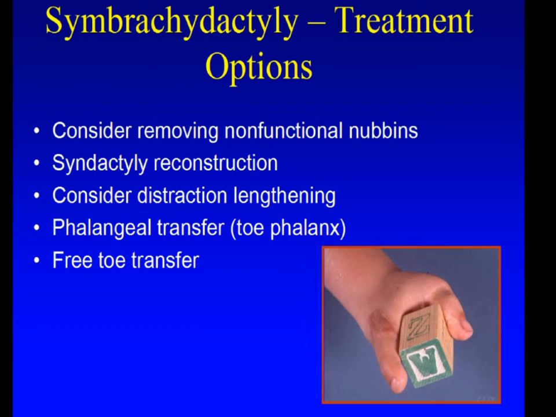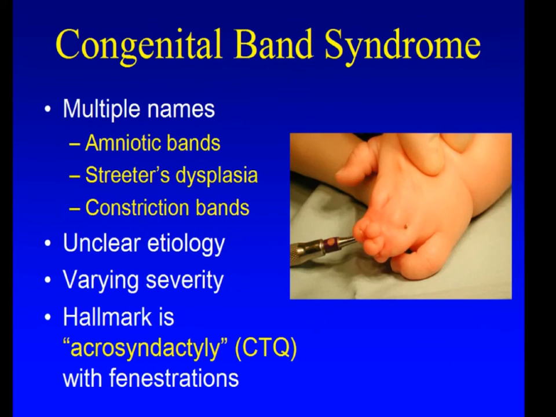The phalangeal transfer is if you have a lot of skin in those nubbins and it doesn't have that super narrow base, some of those you can take toe phalanges in their periosteum and insert them into the fingers and they will grow, but you have to do that at less than 1 year of age because otherwise the body will reabsorb them. So it's not always a very reliable treatment option. Other questions about that? Okay, so moving on to one that's always confused with it.